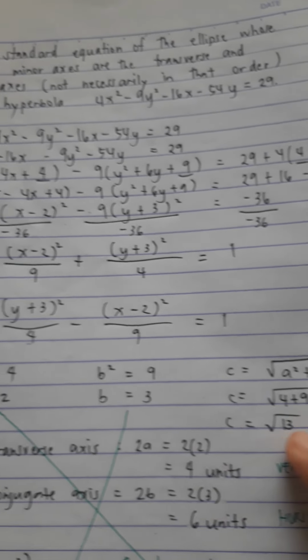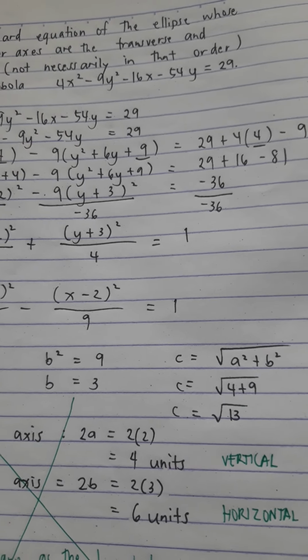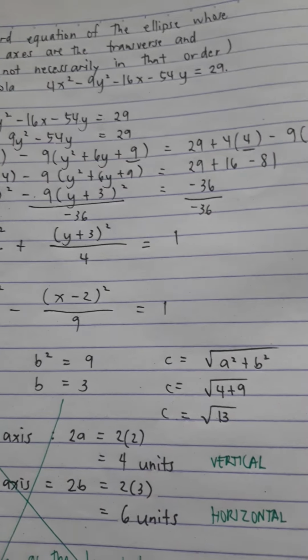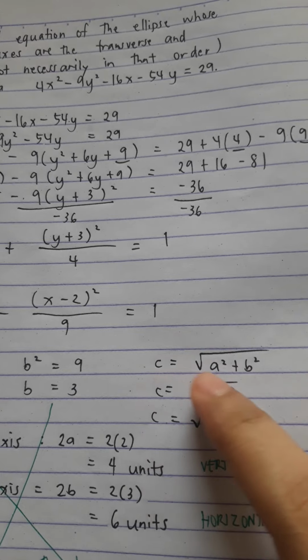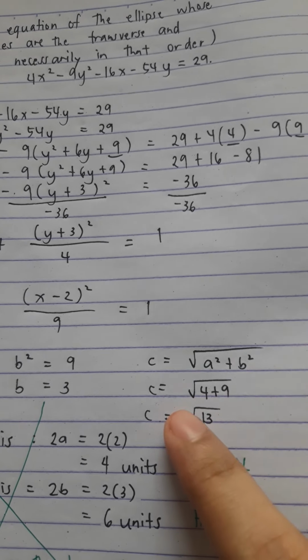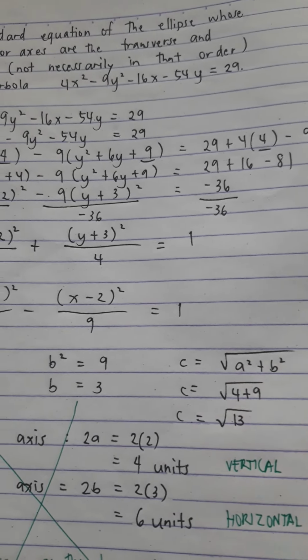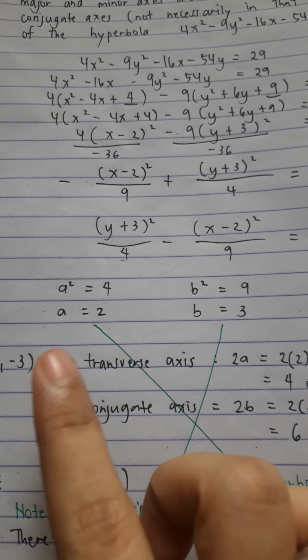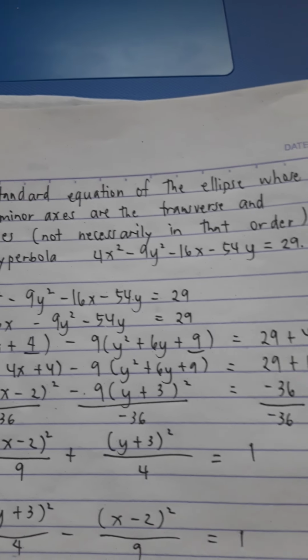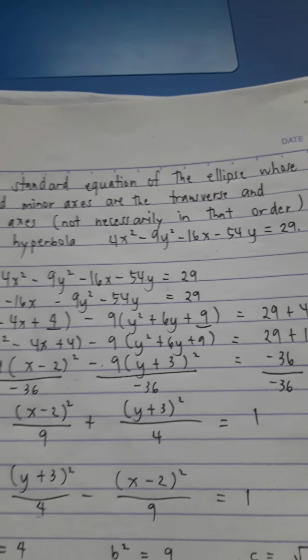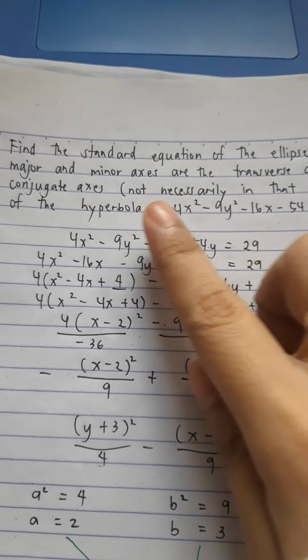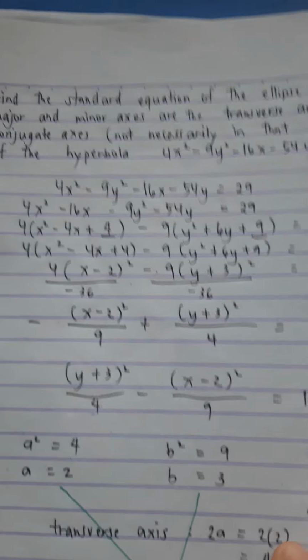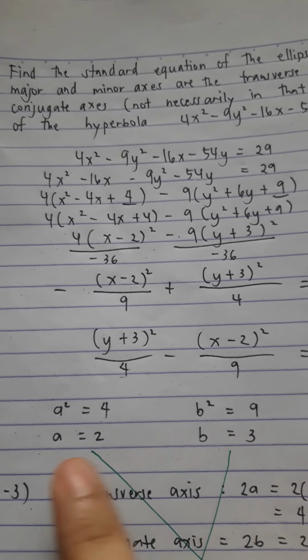And then for the value of c, although we don't need it in this case, c is equal to the square root of a squared plus b squared. We have c equals the square root of 4 plus 9, c equals square root of 13. Again, we don't need c. So focus on a and b. We are looking for the equation of the ellipse. On the ellipse, the major axis is always greater than the minor axis. So we'll just choose between the two. Which is greater, 2 or 3?